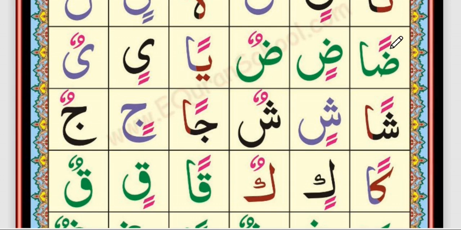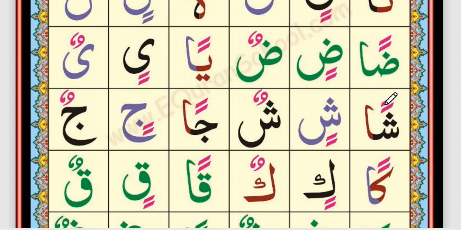Dod, two zabar, don. Dod, two zer, din. Dod, two pesh, dun. Don, din, dun. Ya, two zabar, yan. Ya, two zer, yin. Ya, two pesh, yun. Yan, yin, yun.